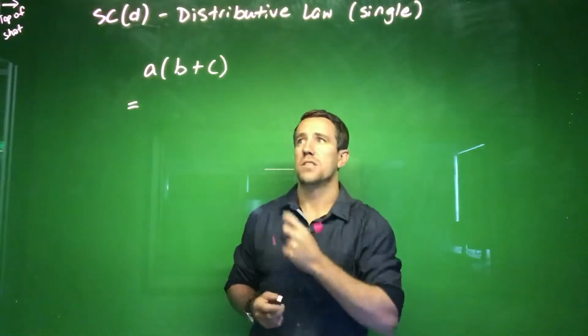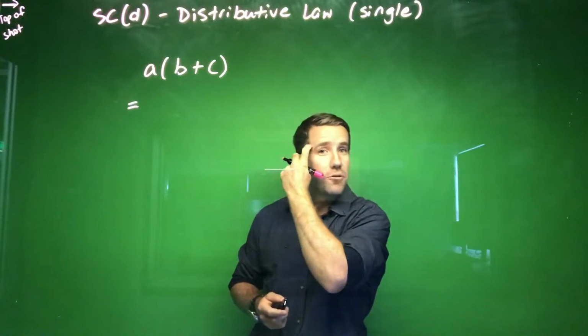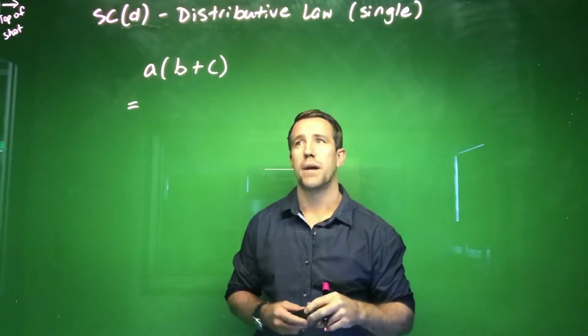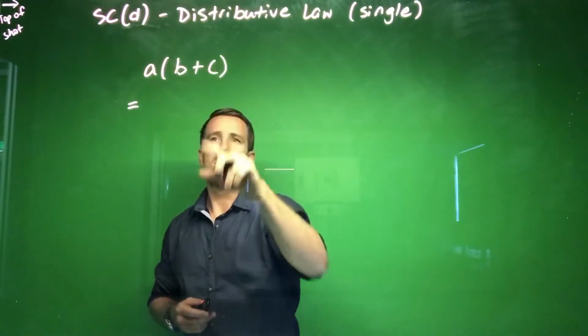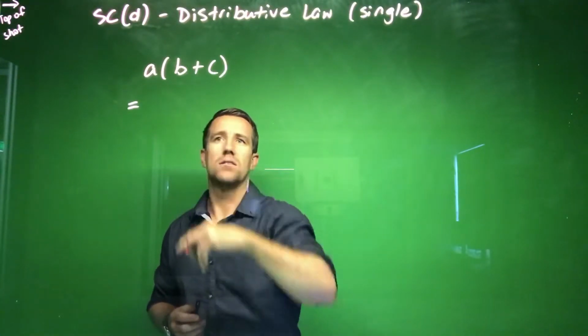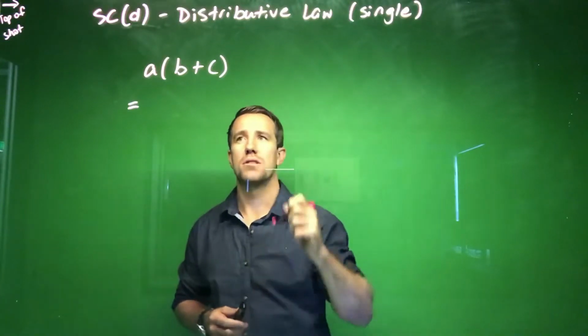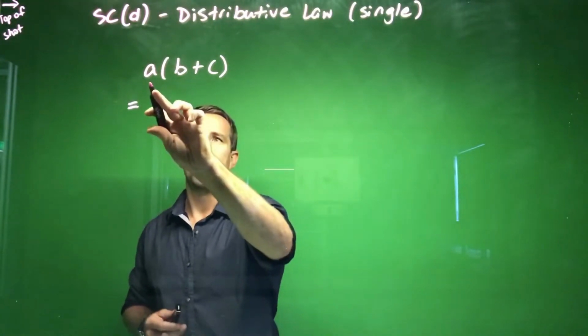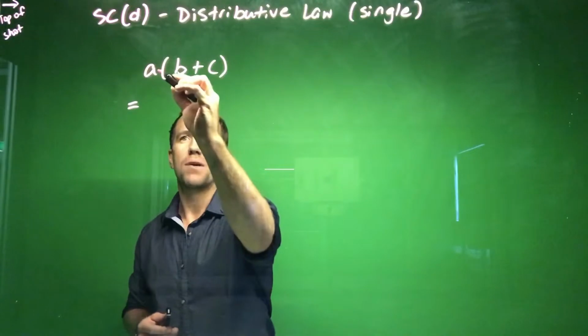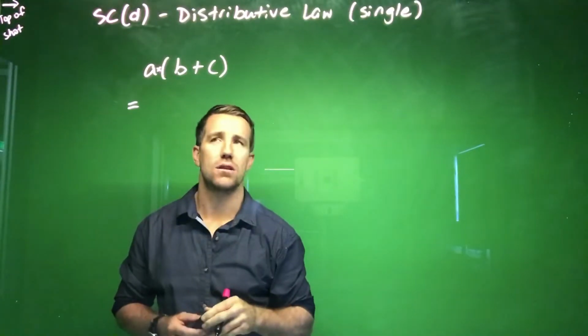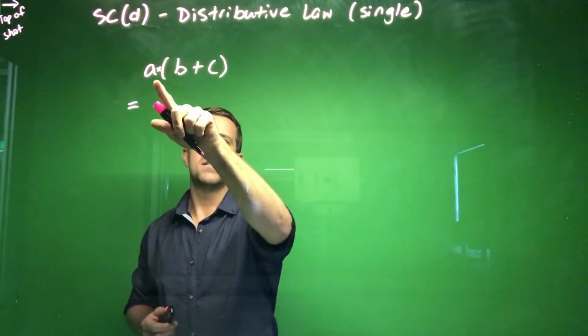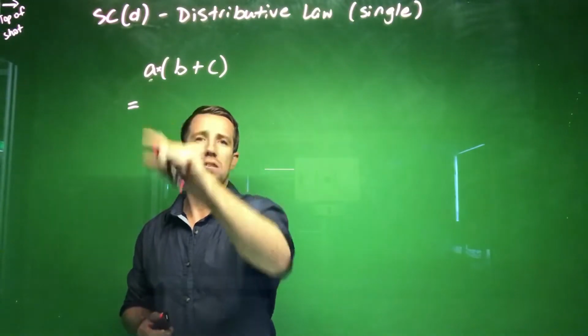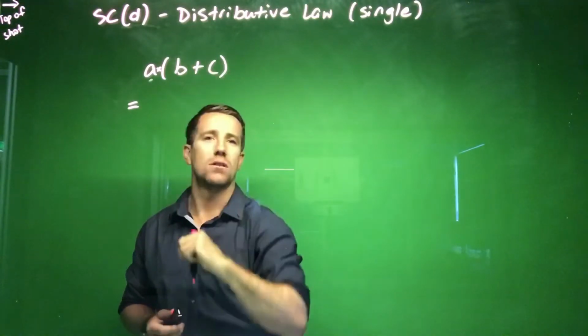Right guys, moving on to success criteria D, which is about the distributive law using a single set of brackets. What we've got here is the standard form where we've got A outside of B plus C. And what we're going to do is just have a quick look at what this means. In between the A and our set of brackets, there's actually a little multiplication sign there that we don't write. What this means is that we need to multiply whatever's on the outside here by everything on the inside.